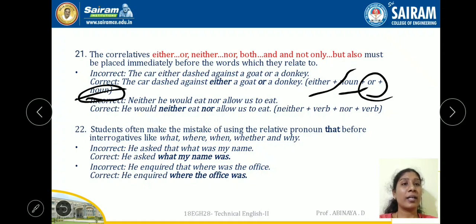Right? Okay. So he inquired that where was the office. It was a wrong context. He inquired where the office was. That is the right one.